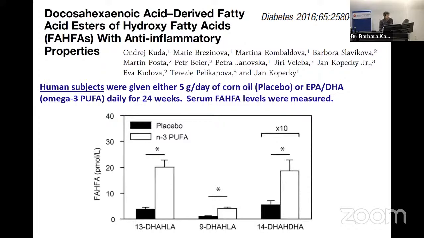To carry this out, we transfected HEK cells with catalytically dead and wild-type ATGL. With the catalytically dead, there was no increase in FAHFA biosynthesis, but with active ATGL, there was an increase in FAHFA biosynthesis. So what if we knock out or inhibit ATGL? Does that affect FAHFA biosynthesis?